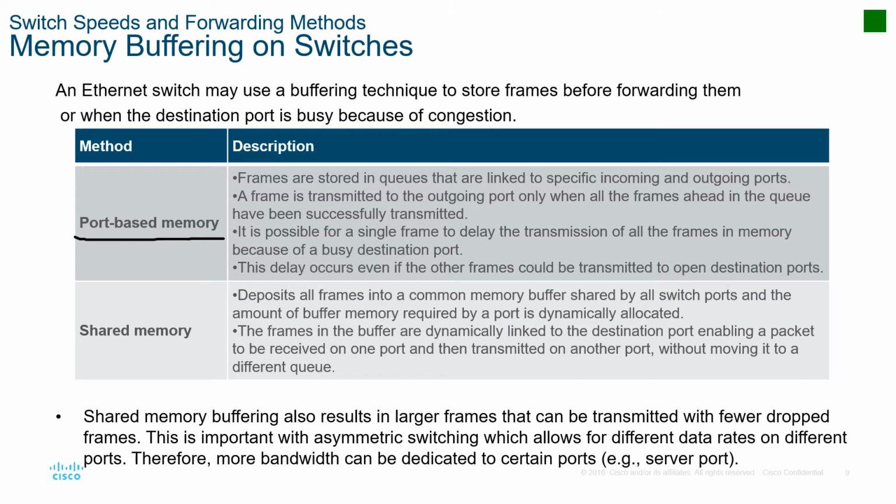So we have port based. In port based, the queue is in each port. Okay, queues are linked to specific incoming and outgoing ports. With the shared memory, all frames received are placed in a common buffer, and from there they will be treated by a QoS mechanism. Example, the default is a first come first serve type of mechanism.